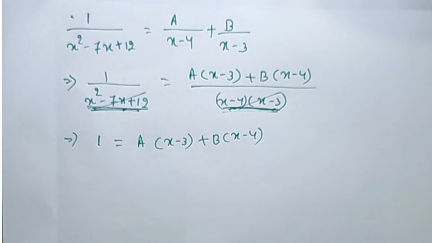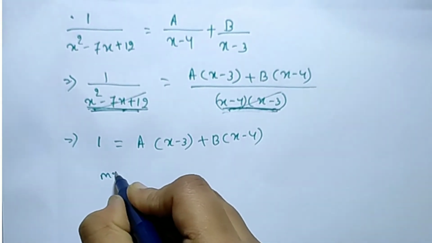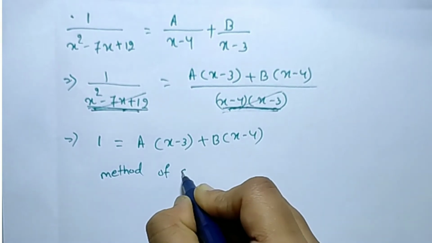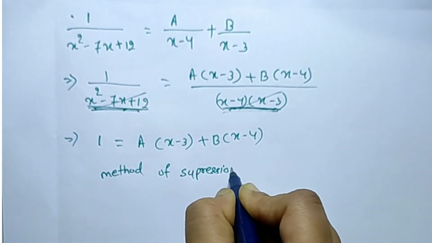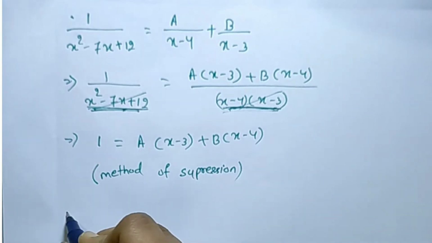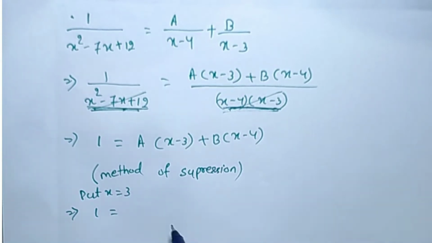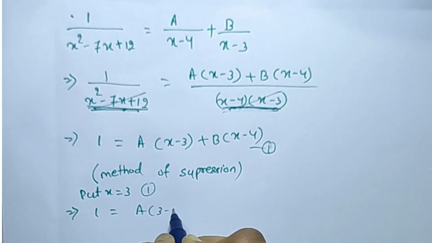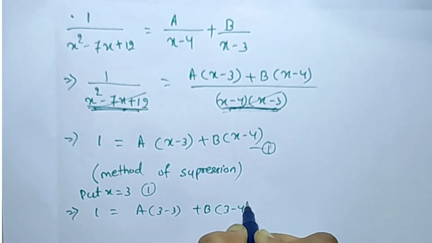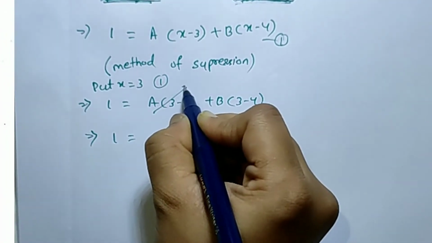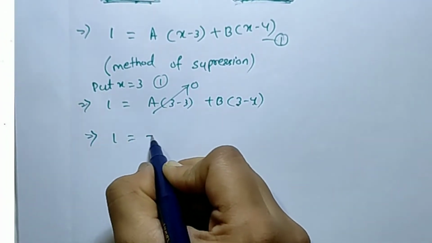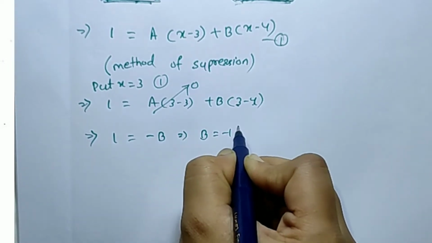Now in partial fraction we have two methods. One is equating coefficients and another is the method of separation. Using the method of separation, now put x is equal to 3 in equation 1. 1 is equal to a into 3 minus 3 plus b into 3 minus 4, implies that 1 is equal to, this term will be 0. So 3 minus 4 is minus 1, this is minus b, implies that b is equal to minus 1.